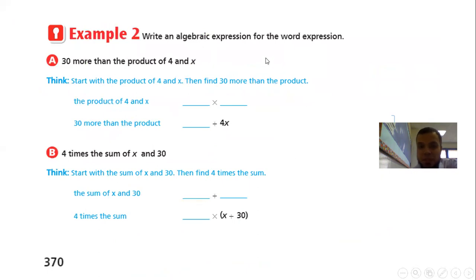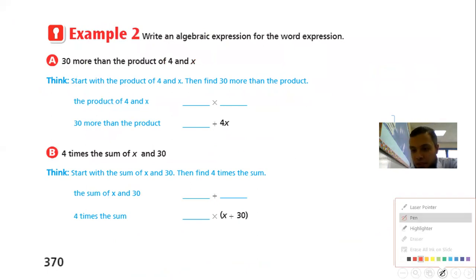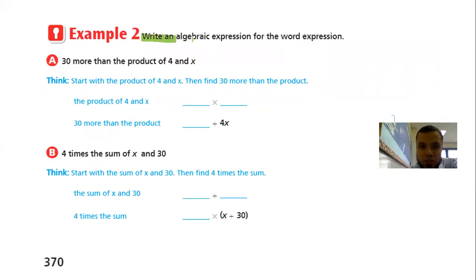Let us see another example. It's simpler than the previous one. This example says, write an algebraic expression for the word situations. Here I have a situation, 30 more. Do you remember what is the meaning of the word more? How can I translate it, not in English, in math, I mean. Yes. So 30 more means 30 plus.